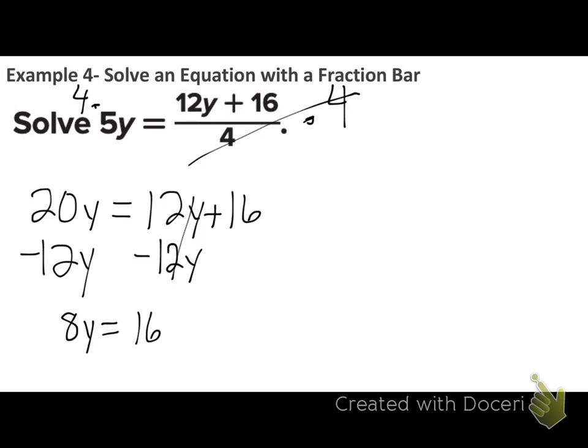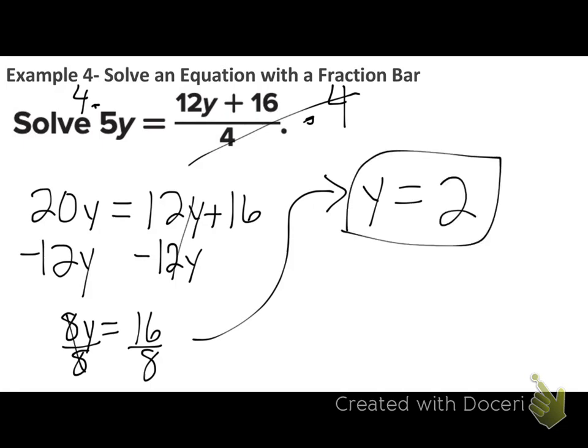Now I can focus on getting the variable by itself. How do I get y by itself? Divide by 8. On the left, I've got y. On the right, what's 16 divided by 8? 2. The variable is now by itself. y equals 2. Are there any questions on example 4 here? How are we feeling so far about equations with variables on each side? Good, okay.